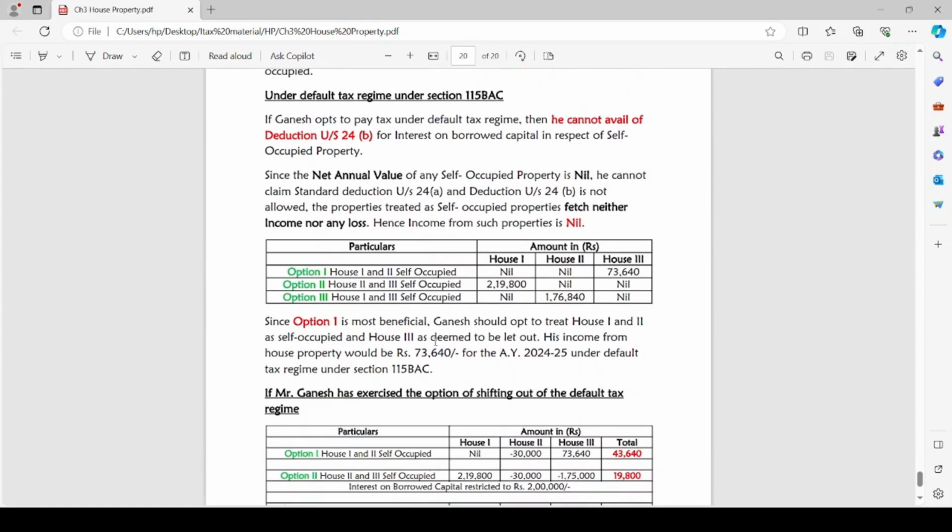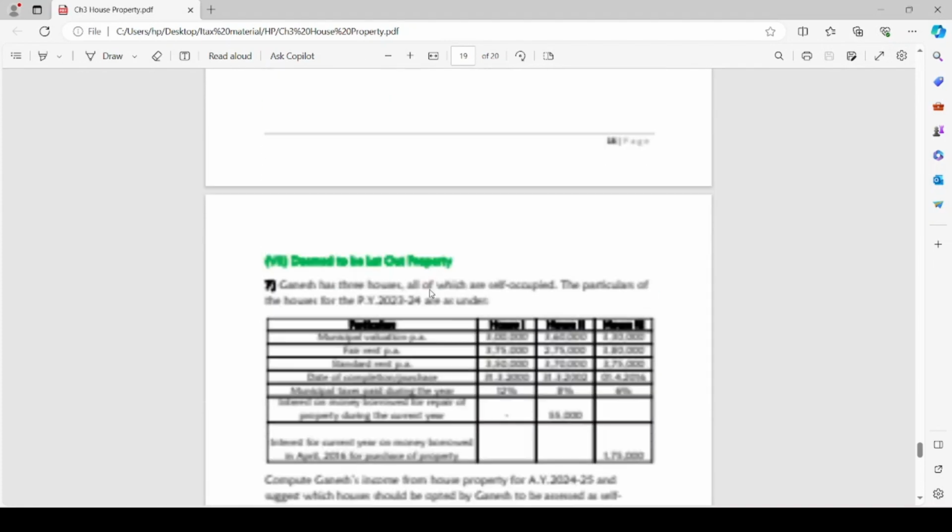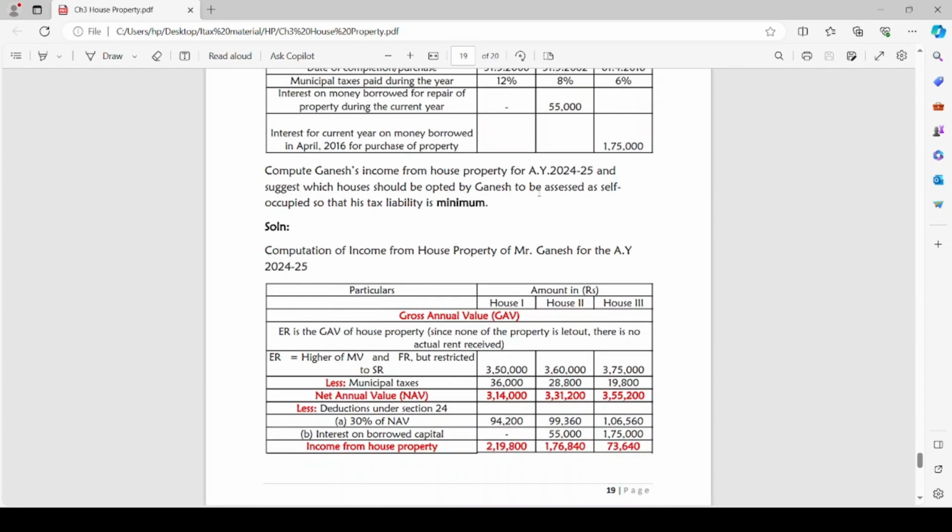Here, if we consider all the options, since option number 1 is most beneficial, where house property 1 and 2 are self-occupied and house property 3 is deemed to be let out property, his income from house property would be rupees 73,640 for the assessment year 2024-25 under the default tax regime under section 115BAC. In the question, we have to choose the house which should be opted by Ganesh to be treated as deemed to be let out property and the other two will be self-occupied properties so that his tax liability will be minimum.